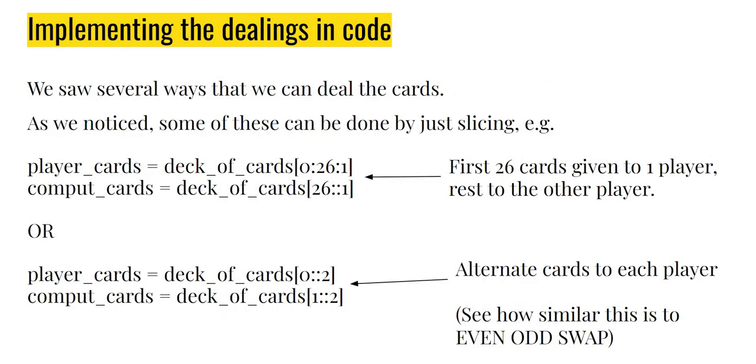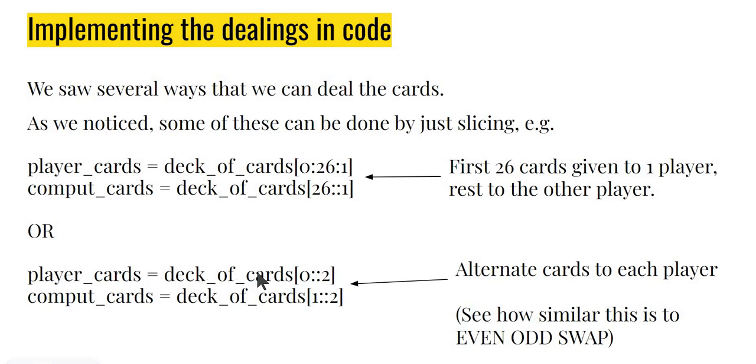Now, how do I implement this in code? Like I said, well, the first two methods are kind of simple. I can just do a plain slicing here. For example, here for 52 cards, I say, well, give first 26 cards to, let's say, player 1. Next 26 cards to player 2. I could do 26 to 27. Here, on the other hand, I'm saying give cards alternately. Again, I could just do it with a single slicing statement.